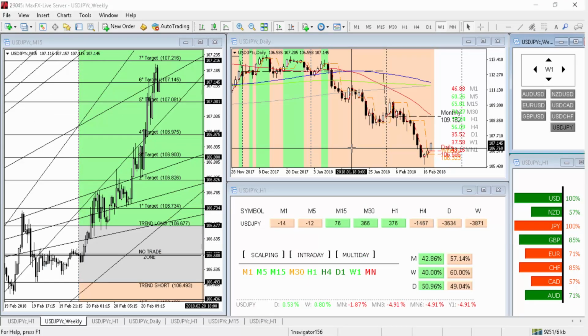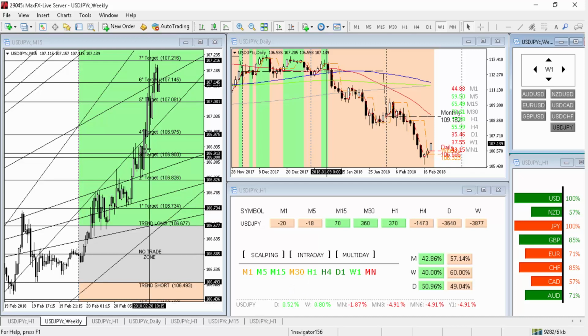Now let's close the analysis with US dollar yen, which is moving in a bullish tendency after the breakout of the previous daily high. We have a bullish price action up to the multi-day level. The pair is gaining 0.52% on a daily basis, 0.80% on a weekly basis. We're just below target number 6 of the bullish zone of the target geometry.